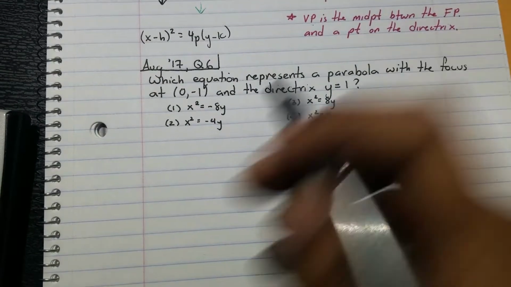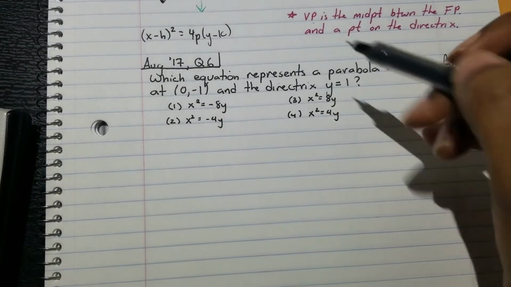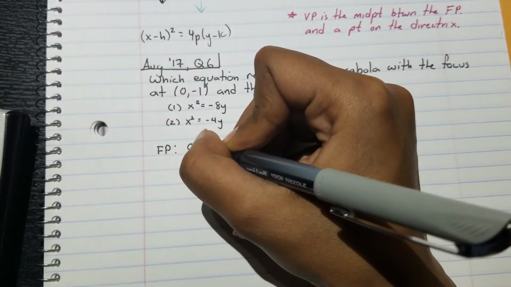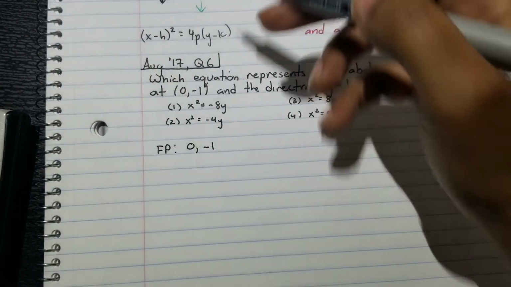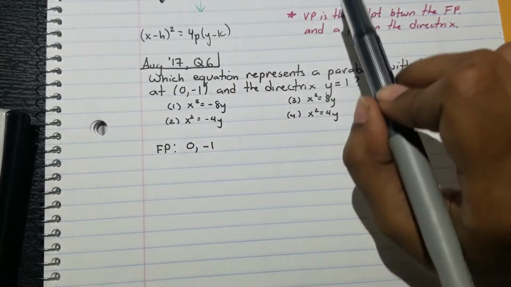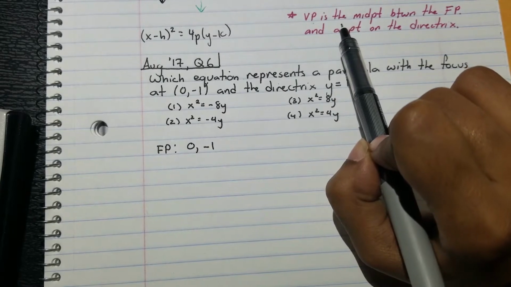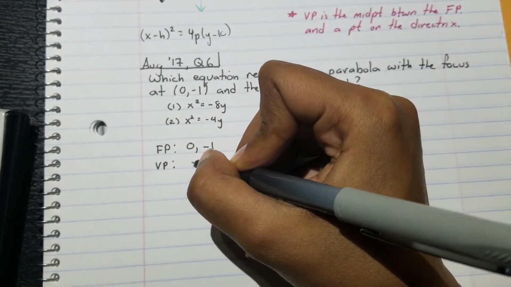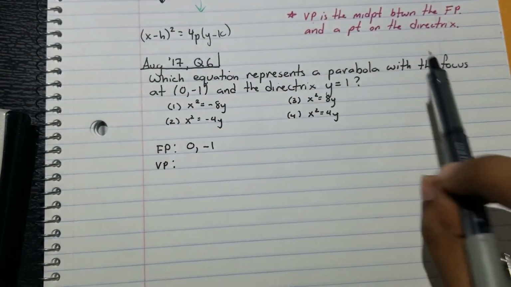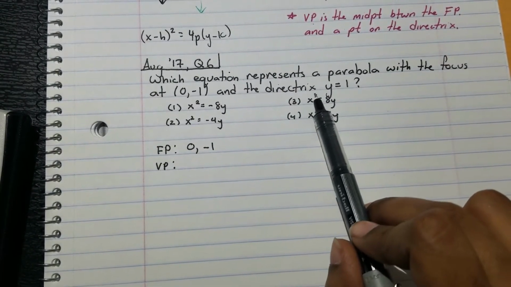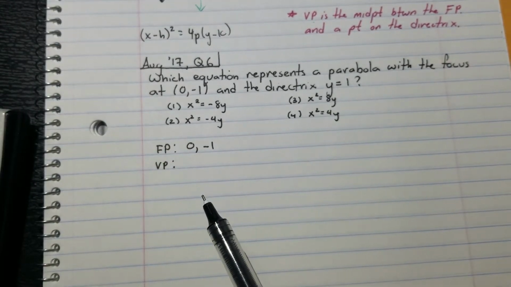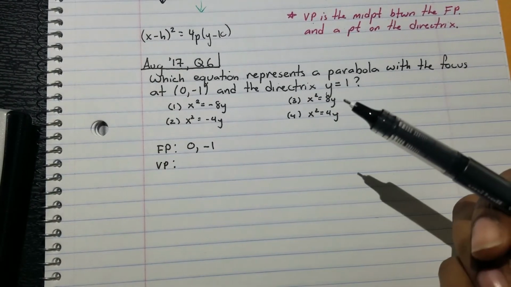So let's start off by writing out what they gave us. They gave us the focus point, so I'm going to write FP for focus point, (0, -1). We know that the vertex point is the midpoint in between the directrix and focus point, so I'm going to put VP for vertex point, and we don't know what that is. And they told us that the directrix is the horizontal line y = 1. So whatever the x values are, the y value will always be 1.